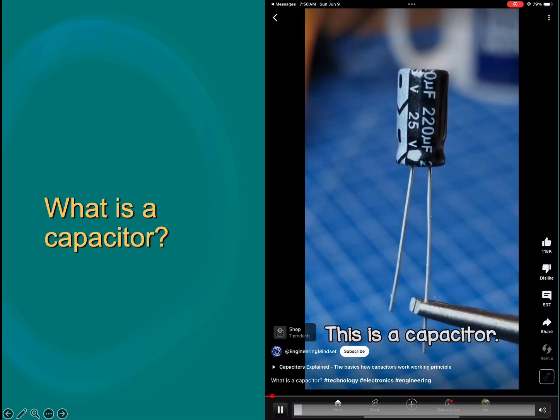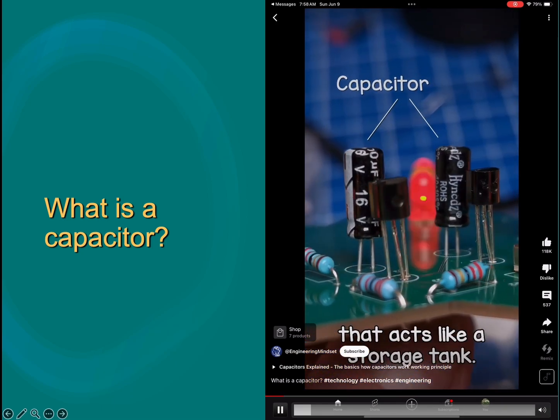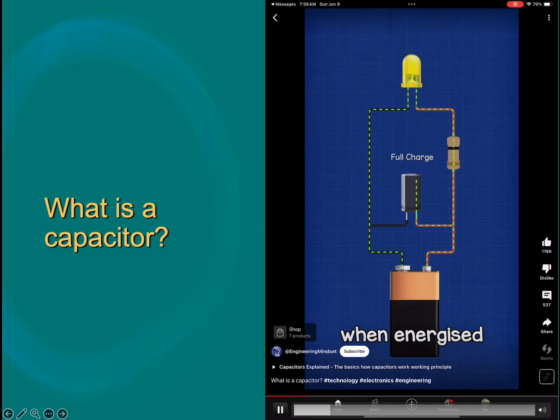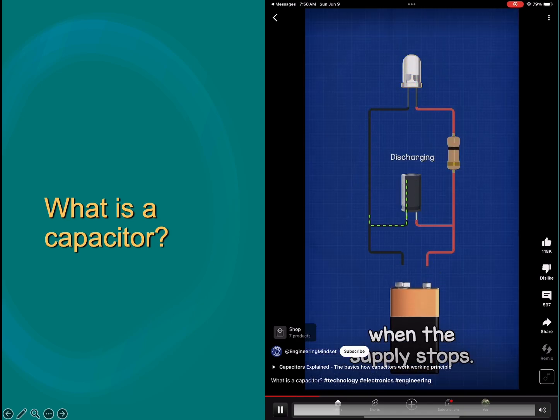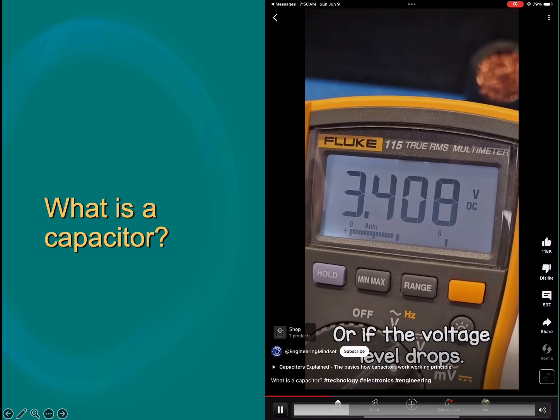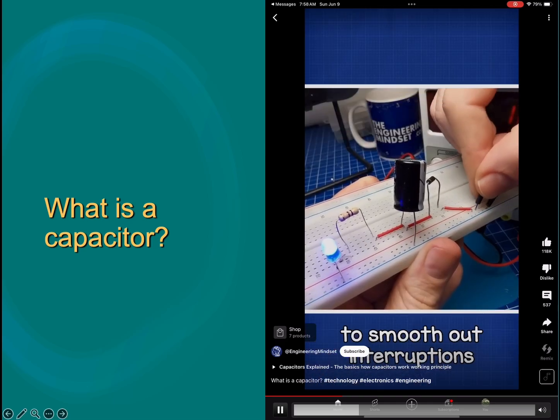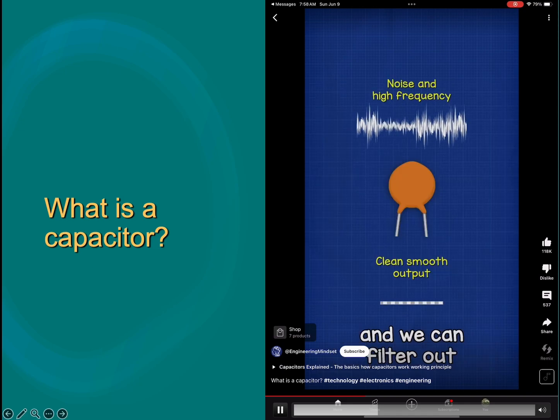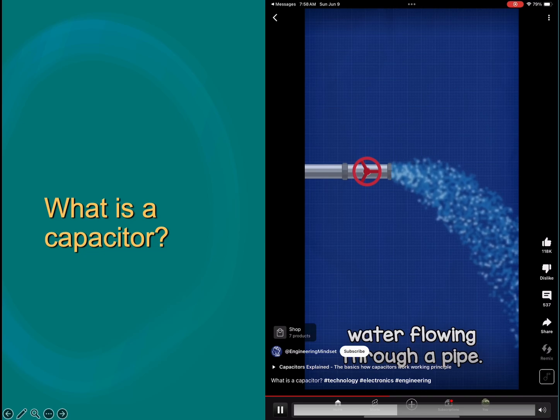This is a capacitor. It's an electronic component that acts like a storage tank. It fills up with electrons when energized, and it will then release them when the supply stops, or if the voltage level drops. We can use them to smooth out interruptions or fluctuations in the power supply, and we can filter out unwanted frequencies. I want you to imagine water flowing through a pipe.